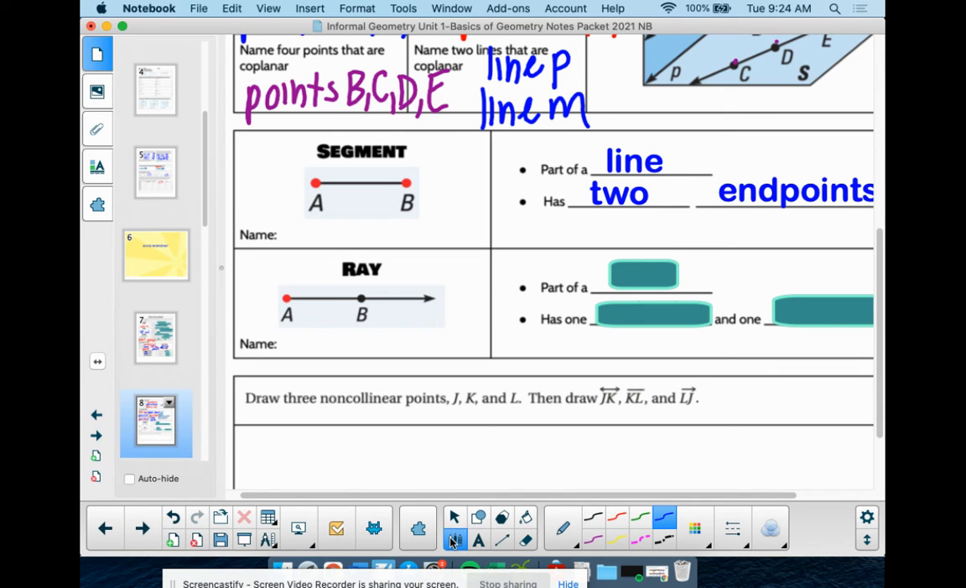So if we want to name this segment right here, you use its endpoint. So we're going to call it segment AB. And so you know it's a segment versus a line, you have to put a little segment symbol on top. That tells you segment AB.